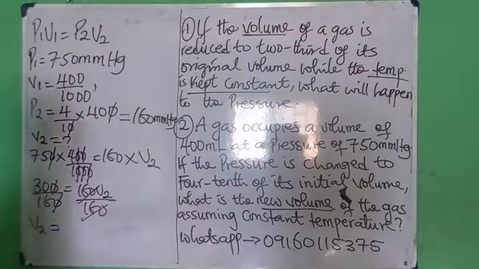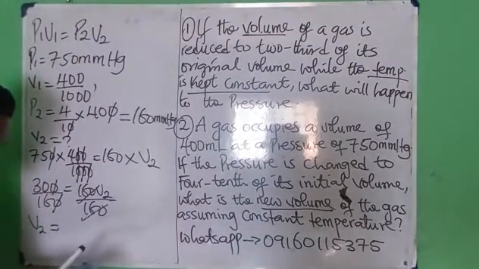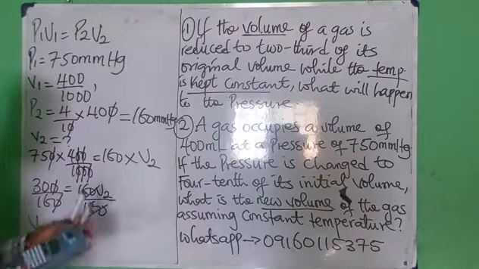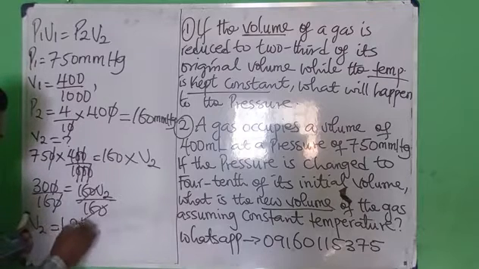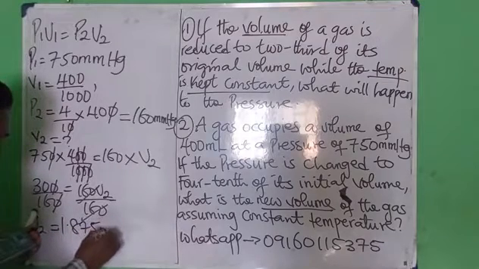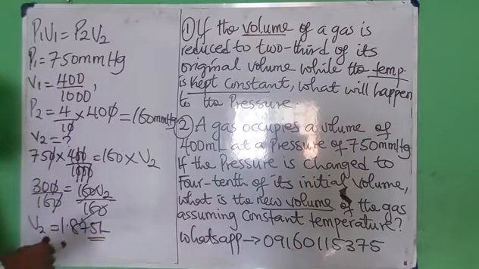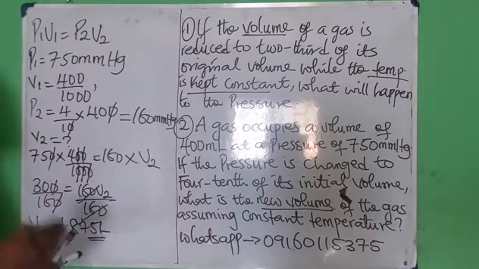30, excuse me please, so 30 divided by 16, I'll have 1.875 liter. So we solved in liter, so the unit becomes liter and not milliliter. So this becomes the final answer.